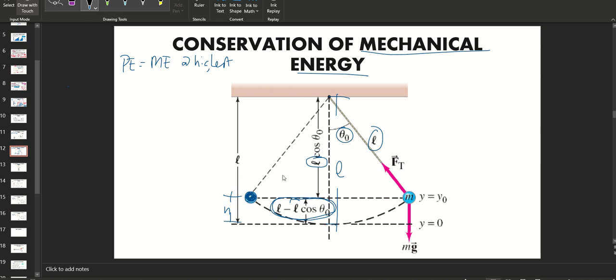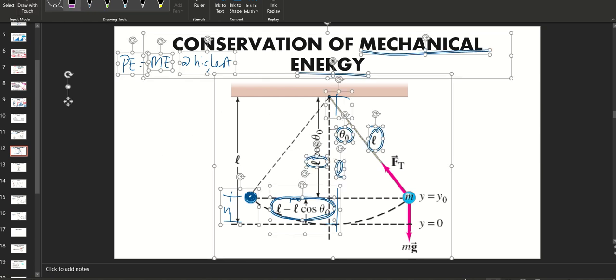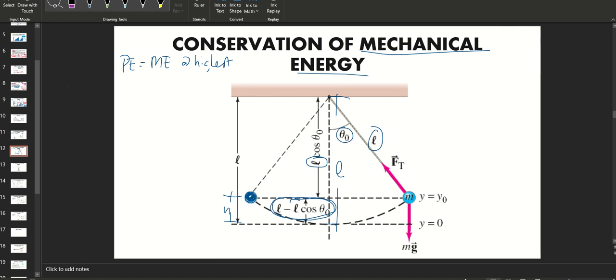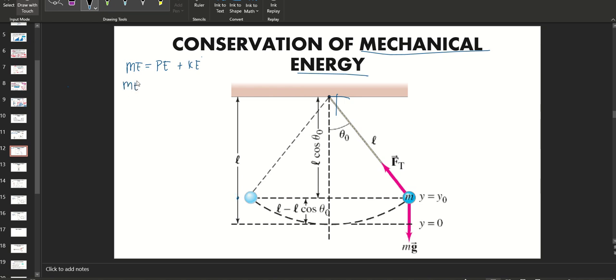I-analyze natin itong pendulum na to. Okay? So, let's try. At this maximum point, ibig sabihin, ang may mechanical energy dyan, sulat ko muna ang formula. At this point, the mechanical energy here is equivalent to the potential energy, and that is equivalent to MG(L minus L cosine theta). Okay?